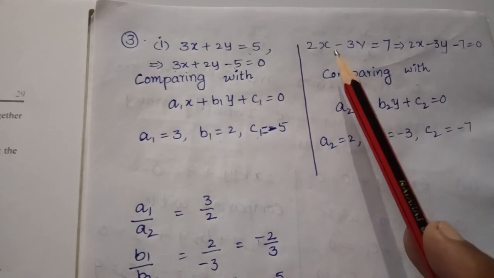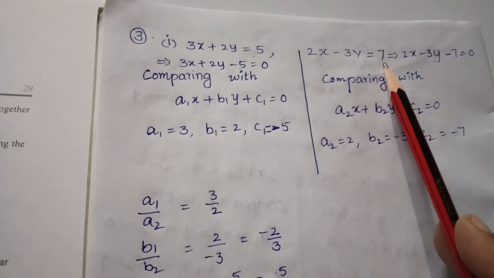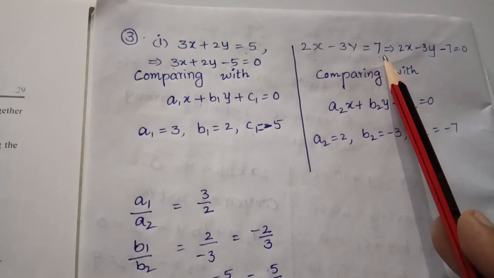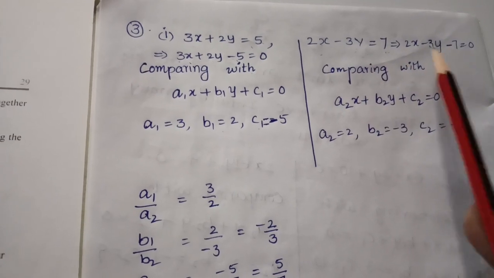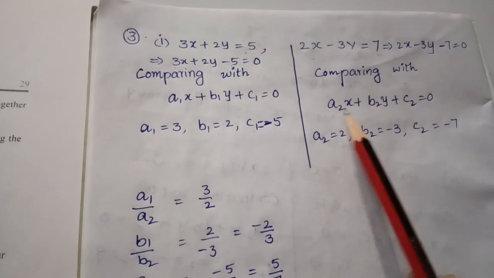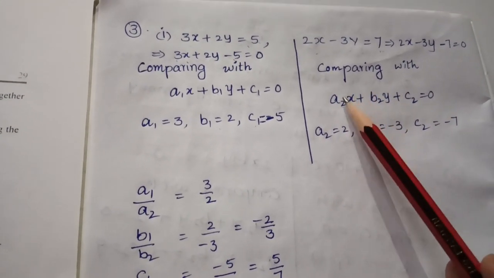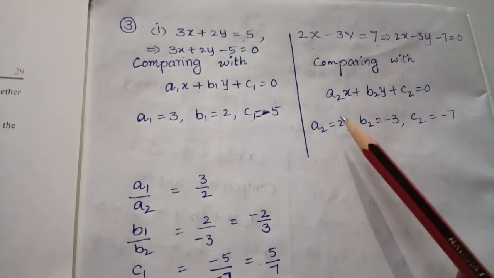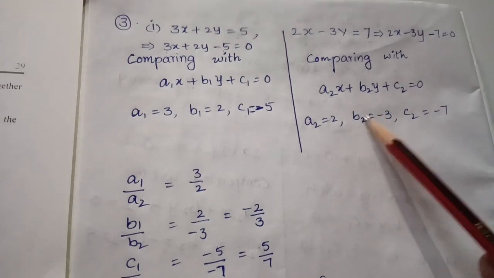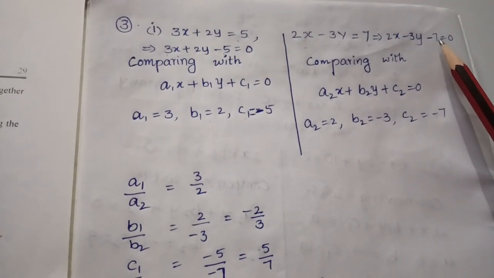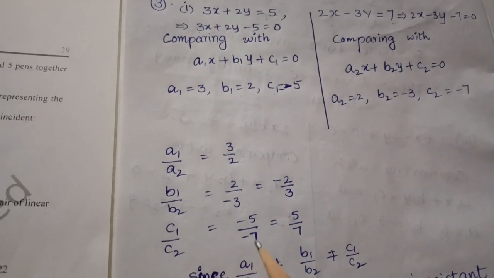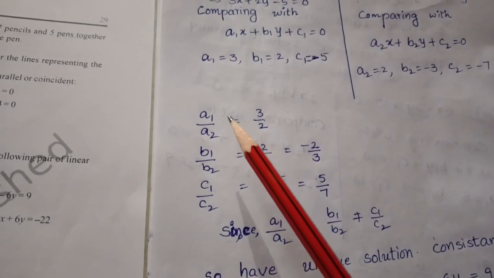Next, second equation 2x - 3y = 7. Here also 7 is RHS side. 7 transposing LHS -7. 2x - 3y - 7 = 0. Comparing with A2x + B2y + C2 = 0. A2 position, x coefficient 2. So A2 = 2. B2 place -3 is there. So B2 = -3. Constant C2 = -7. Now find the A1/A2, B1/B2 and C1/C2 values.